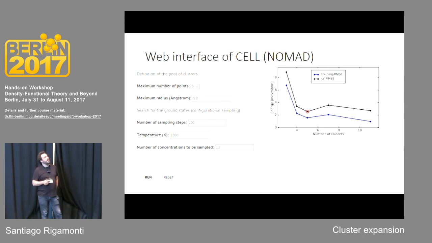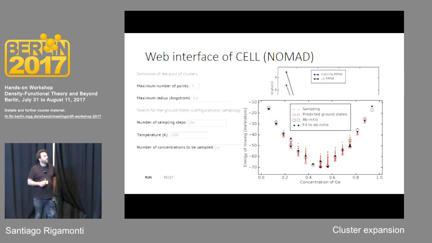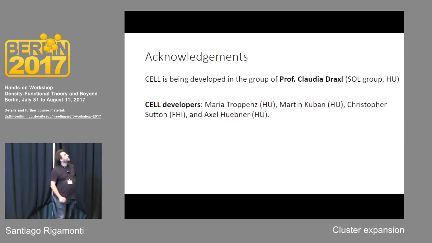Here it shows the optimization of the cluster set. For instance, this is the number of clusters. This indicates basically the cross-validation score, the mean square error. So it selects automatically the cluster set that is best for your model. Also, you can make predictions of the convex hull of alloys.